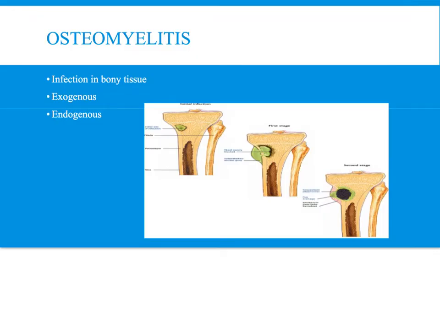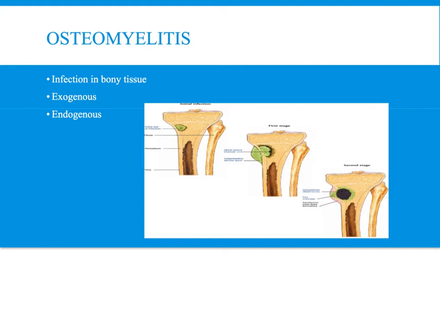The definition of osteomyelitis is infection of bony tissue. Bacteria, viruses, or fungi can cause an infection in the bone. Invasion of one or more pathogenic microorganisms stimulates the inflammatory response in bone tissue. Infection in the bone can be extremely difficult to treat.